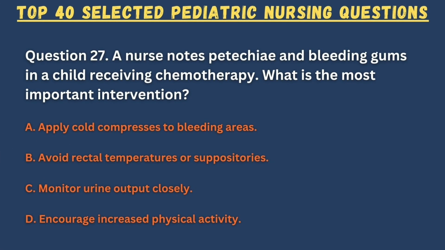Question 27. A nurse notes petechiae and bleeding gums in a child receiving chemotherapy. What is the most important intervention? A. Apply cold compresses to bleeding areas. B. Avoid rectal temperatures or suppositories. C. Monitor urine output closely. D. Encourage increased physical activity.